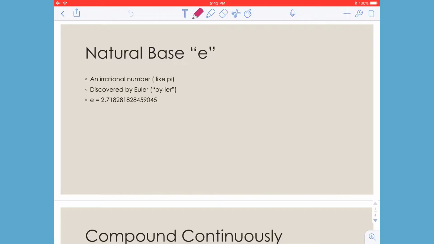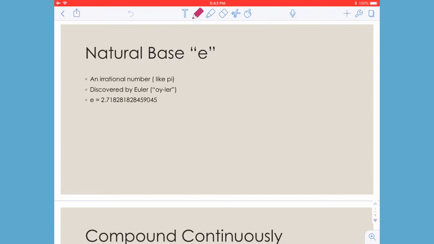E is an irrational number that is used quite frequently, similar to how we use pi. Pi is used so frequently in geometry that it's irrational, but we tend to round it to 3.14. Well, E, Euler's number, is also irrational. If you were typing it on your calculator, it would go off the screen, but we tend to round it to 2.7.